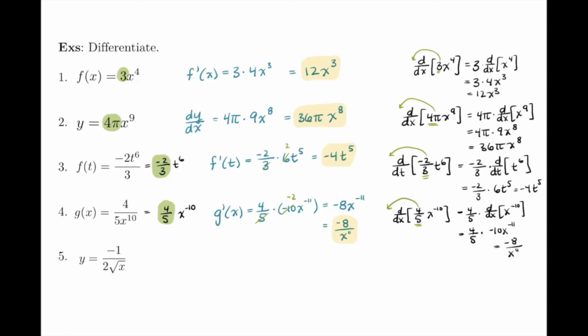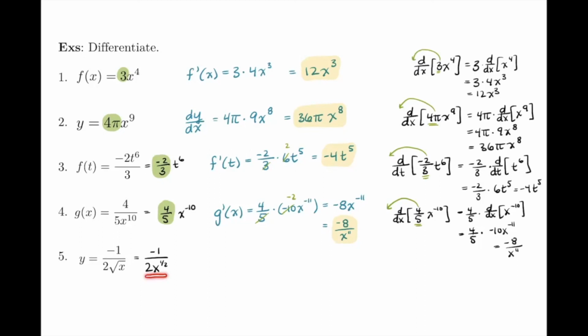In example 5, we have y equals negative 1 over 2 radical x. We have to do a couple things here in order to rewrite this in a way where we can find its derivative. First, we've got to get rid of the radical. We can rewrite that as x to the 1/2. Then we have to get rid of that x in the denominator.